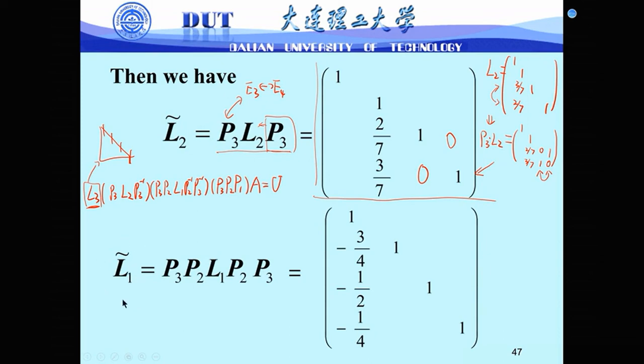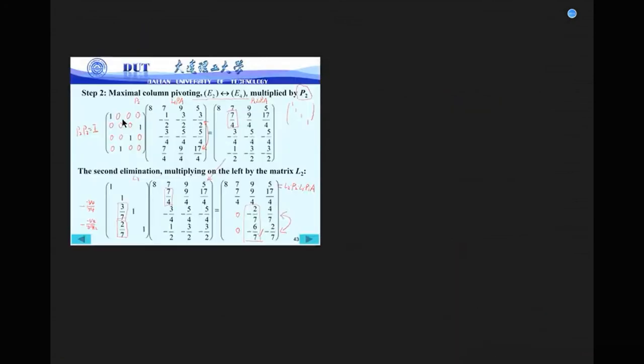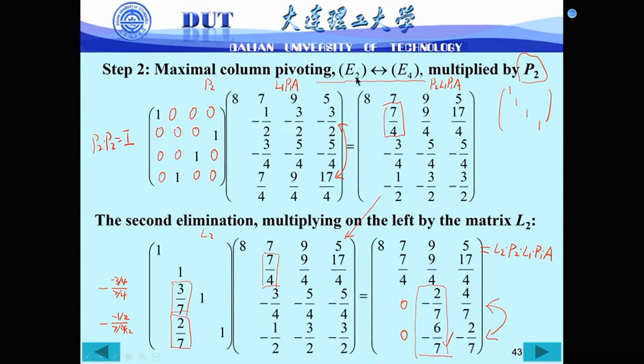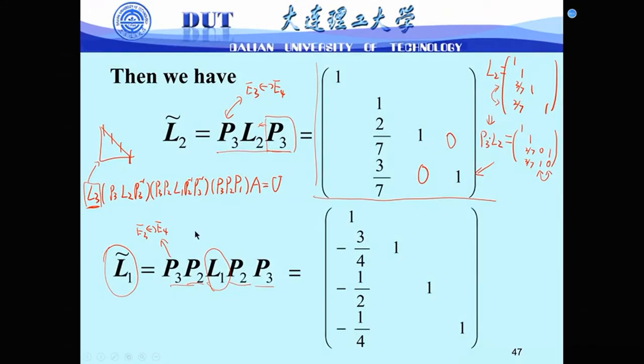Okay, similarly, we can obtain L1 tilde from L1. Okay, P2, P3. Actually, what does it mean? Because we know P3 means E3 interchange with E4. And what is P2? Let's come back to P2. Okay, P2 is here. P2 interchanges the second row with the fourth row, right? E2 with E4. Okay, now you should remember.